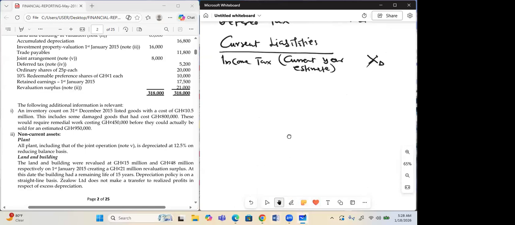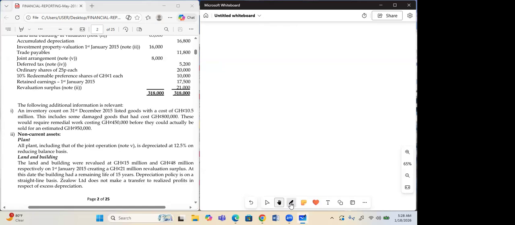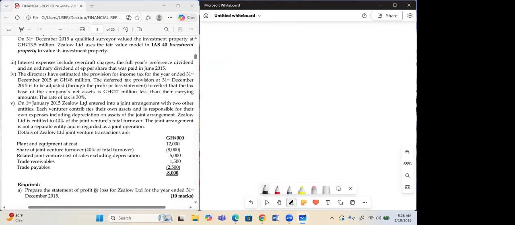Go to the footnote that has the tax. Madam, read it for us. Note 5. The directors have estimated the provision for income tax for the year ended. So hold on there. The moment you read, the directors have estimated the provision for income tax, you know it is about income tax, right?